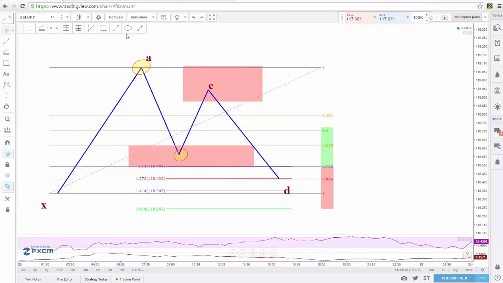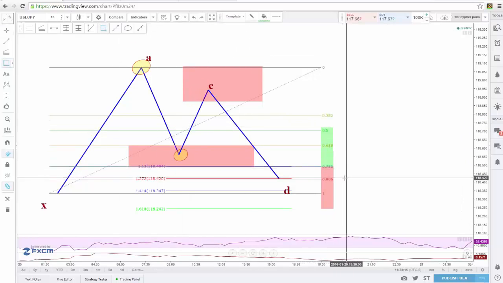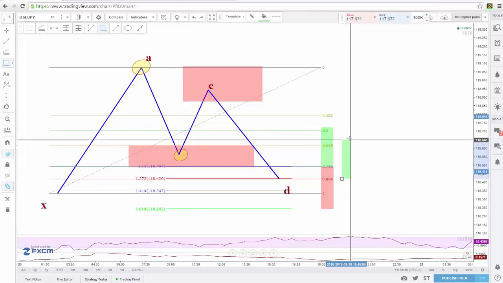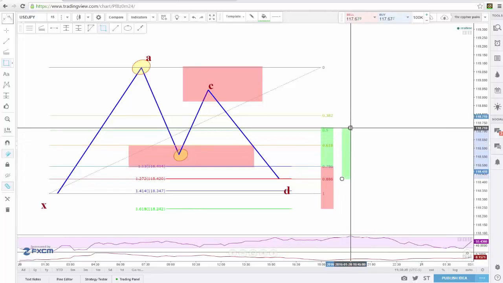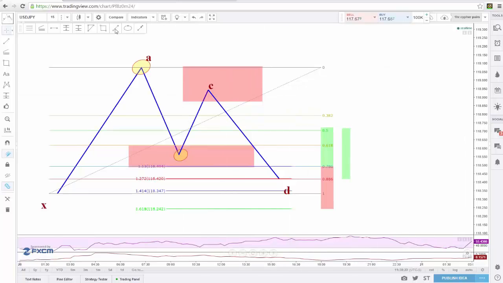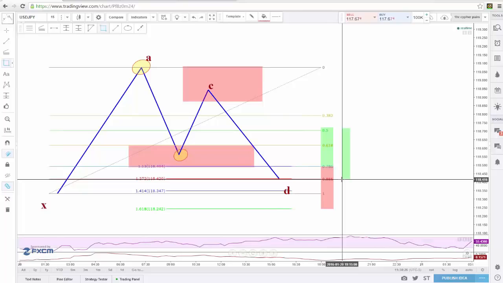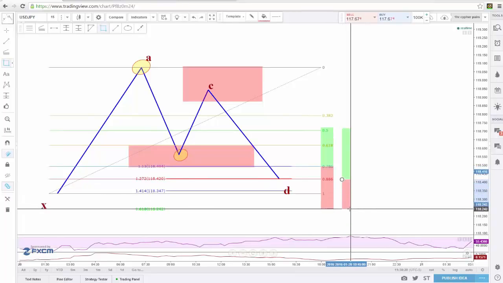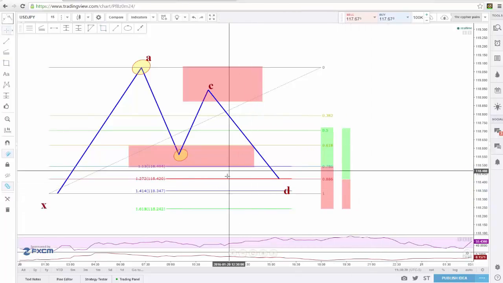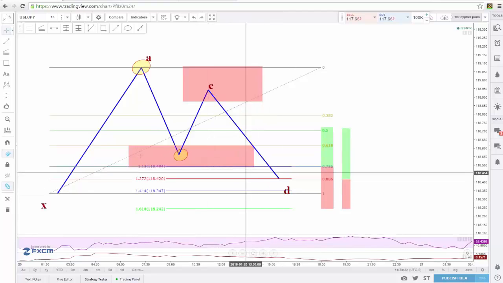But if we wait and enter the market down here at the 127, as we know, our targets are still going to be a 382 retracement up here, but our stop loss is then going to be much smaller, giving us a much better risk to reward. And that's the reason I trade the Gartley pattern this way.